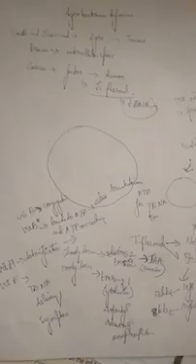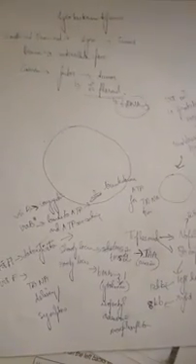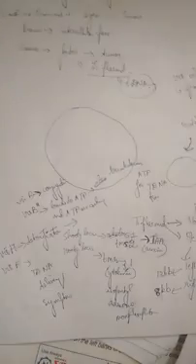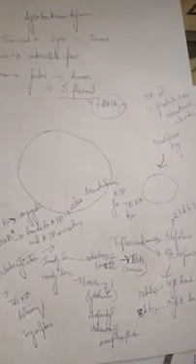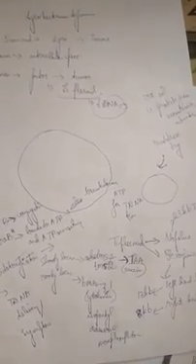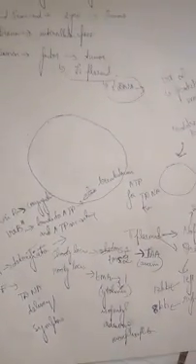This is about Agrobacterium mediated gene transfer. In the next coming videos, I'll explain how the Agrobacterium Ti plasmid can be modified, because it has some disadvantages as well along with the advantages, which I'll be explaining, and then how it can be modified to act as a better vector.